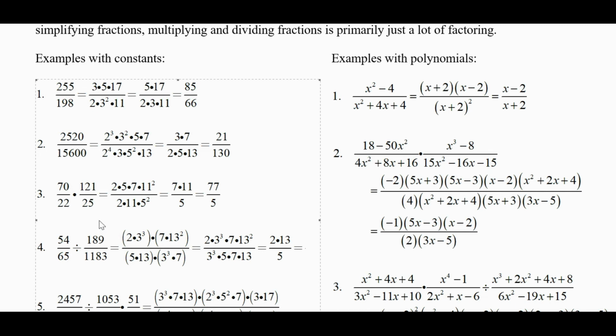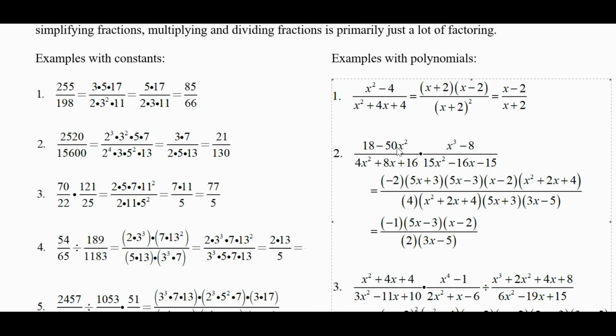Okay, that's just reducing fractions. Reducing fractions is the same with polynomials. X squared minus 4 over x squared plus 4x plus 4. The top factors as the difference of 2 squares, x plus 2 times x minus 2, over x plus 2 squared. Cancel these out, and you get x minus 2 over x plus 2.